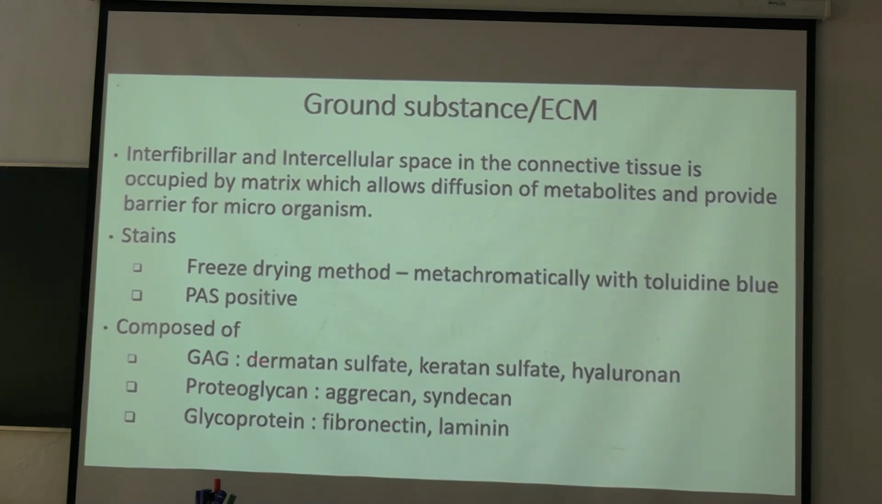GAG, glycosaminoglycan. It includes dermatan sulfate, keratan sulfate, and hyaluronan. Proteoglycans consist of aggrecan and syndecan, and glycoproteins consist of fibronectin and laminin. Okay, all this you also have to learn in your biochemistry. You have learned all this. Yes, GAG is there in biochemistry also. Okay, so you remember the extracellular matrix consists of these three substances.